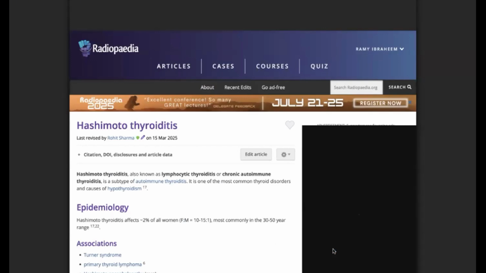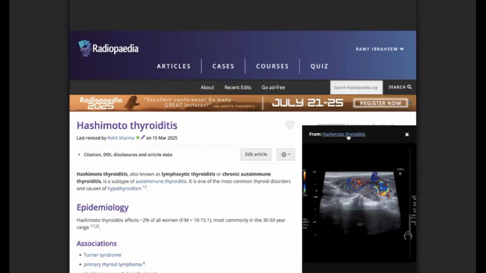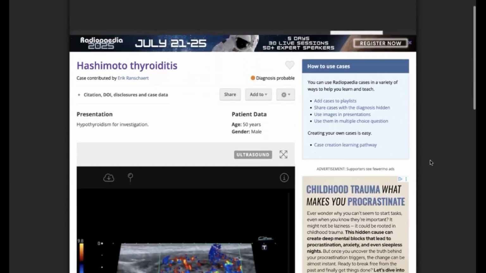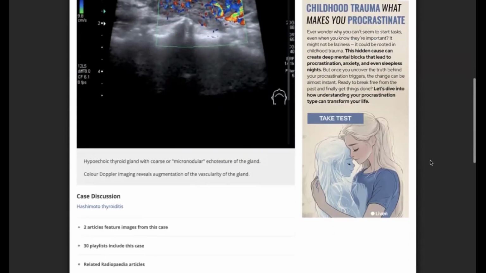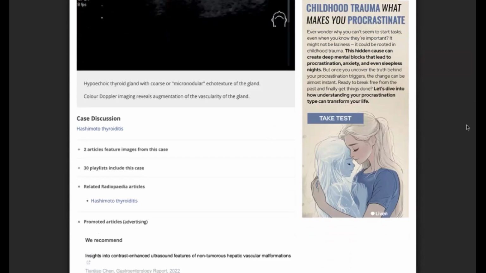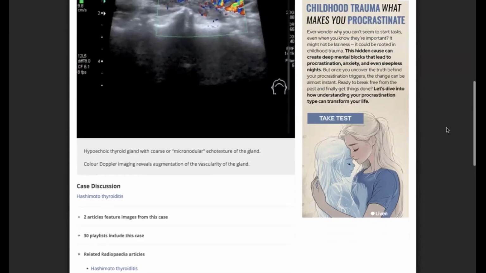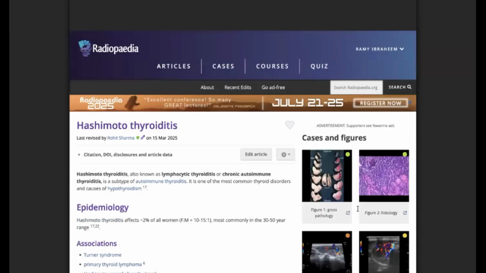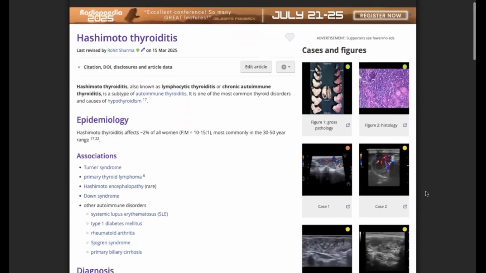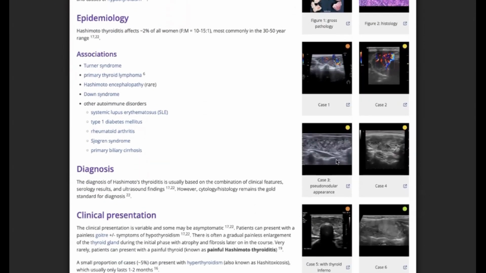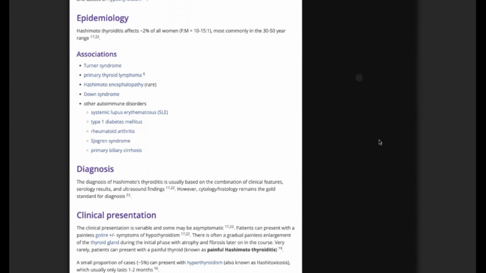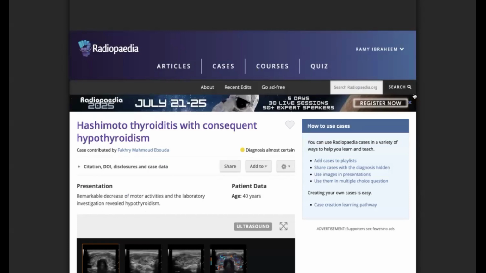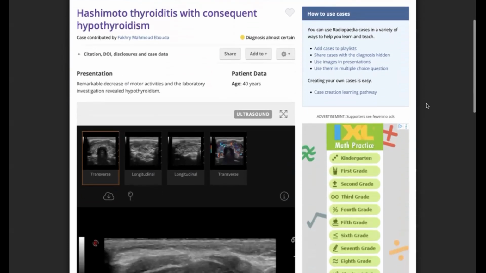See, my colleagues. I wanted to show you that in Hashimoto the gland is very heterogeneous, more than Graves. See here, a big difference. That is what I meant, my colleague.